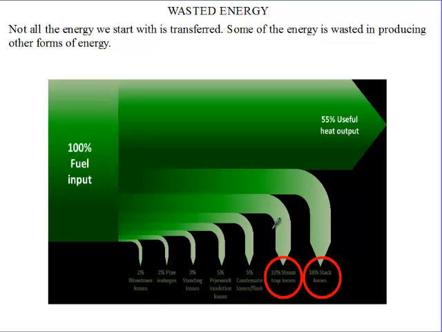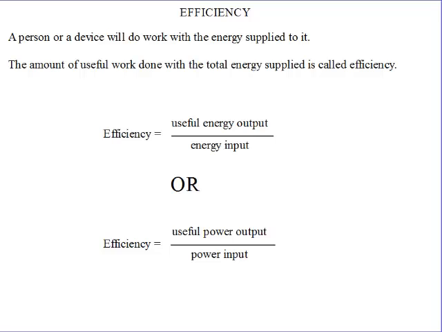So all these show that although we put 100% in there, only 55% will be used in the production of heat. Only 55% useful heat output out of the 100%. So 45% will be lost down here. This takes us to efficiency.